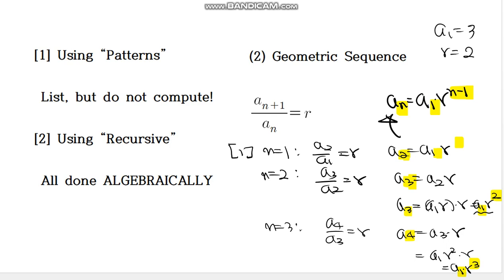By not fully computing, you're able to see the patterns more clearly. Okay, now let's do the recursive one here.